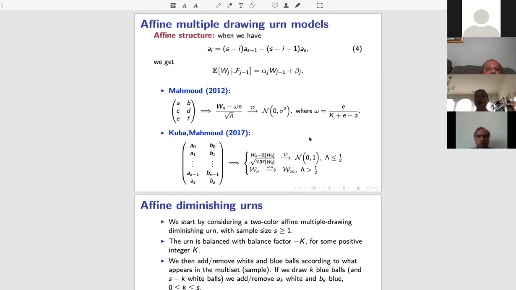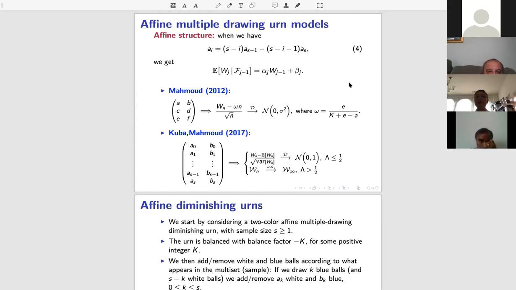Professor Kuba and Professor Mahmoud have proved that if the replacement entries satisfy this equation 4, then the expectation of Wj depends only on the expectation of Wj minus 1, not on higher moments. So the idea is that we choose the replacement entries carefully so that we break the dependence on the higher orders.